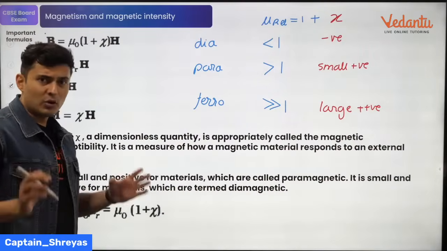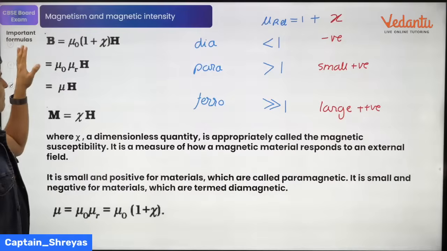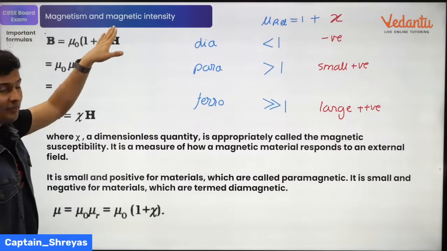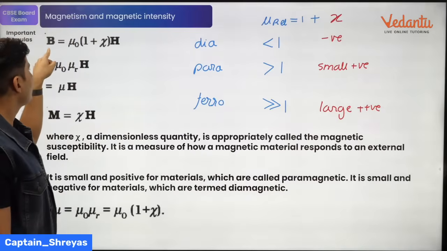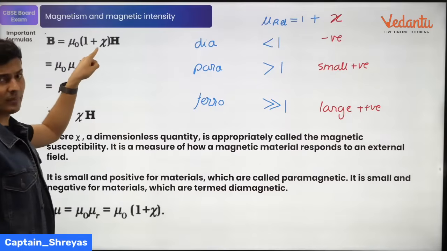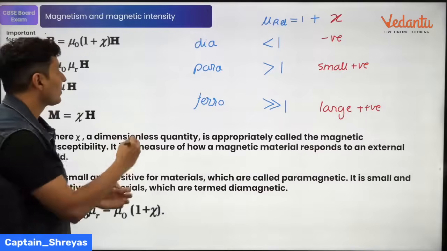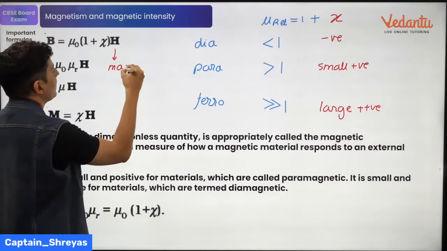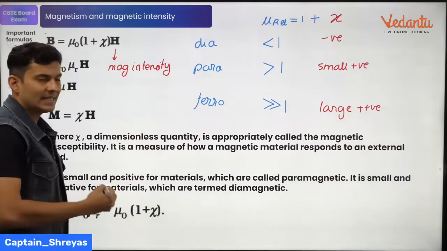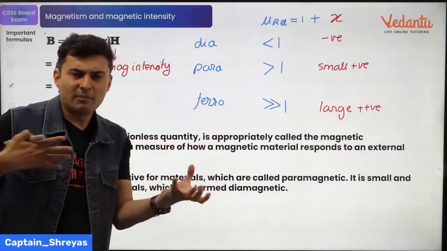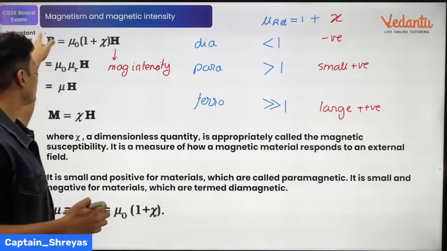Another important thing is, if you want to find the relationship between your magnetic field and something called magnetic field strength or magnetizing field, then you can use this formula, which is mu naught into relative permeability into H. H is basically your magnetic intensity inside a material. If I'm applying a field, and there is some material like iron or copper or wood, what is the magnetic intensity?